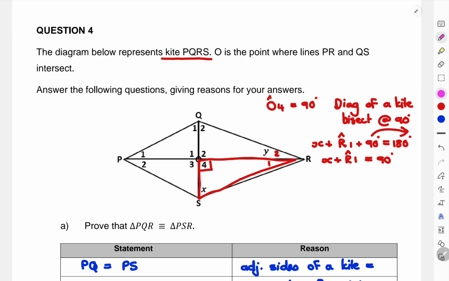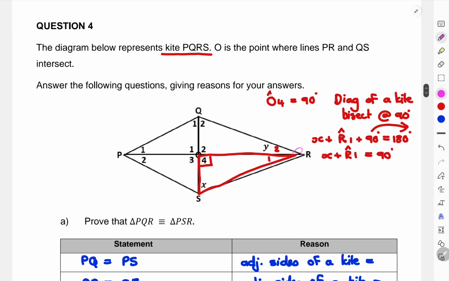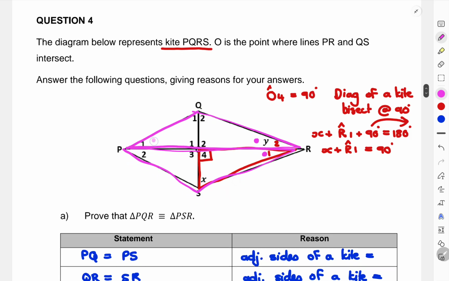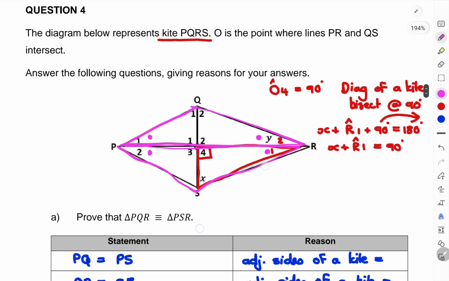Okay, but now, hang on a minute. Can you see that r1 is going to be equal to y? Why is that? Because I proved already that these two triangles are congruent. So that means that Q1 is equal to Q2. This angle over here will be equal to that angle over there, as well as these two angles over there.